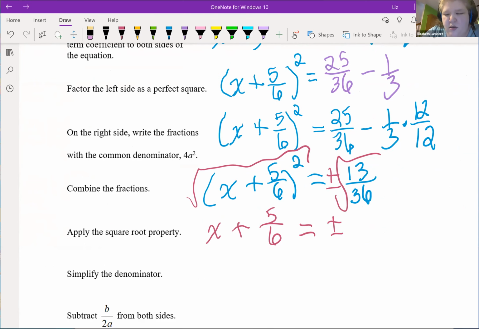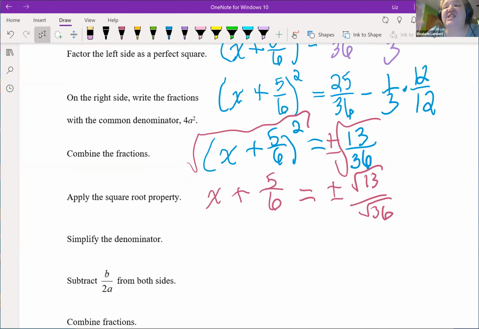Actually, I'm going to go ahead and split the root just to show you where it's heading. I can split the square root across division. The plus or minus stays with the top. It can stay with the bottom, but only with one of them. You don't do it on both, that gets very confusing. So we usually leave it with the one that's still going to have a radical, if there's a radical. The bottom is always going to work out to a perfect square.